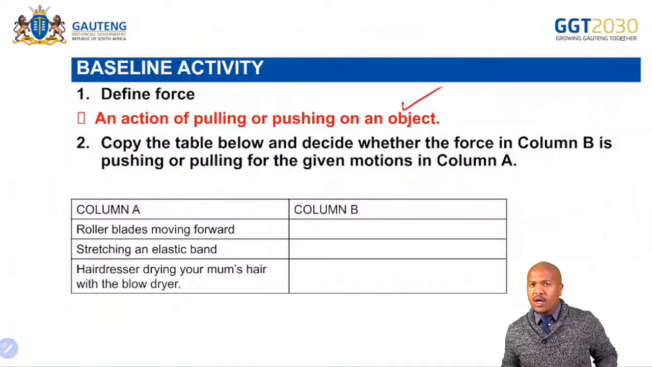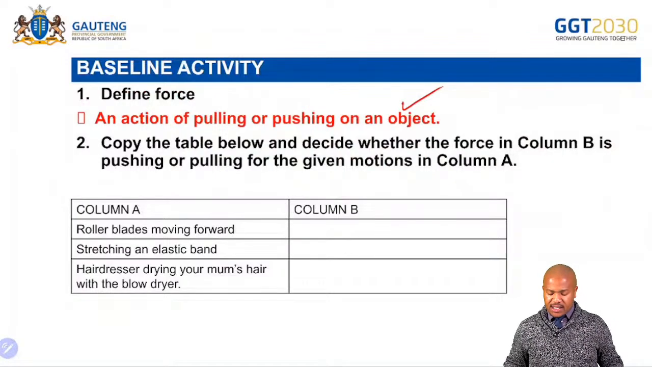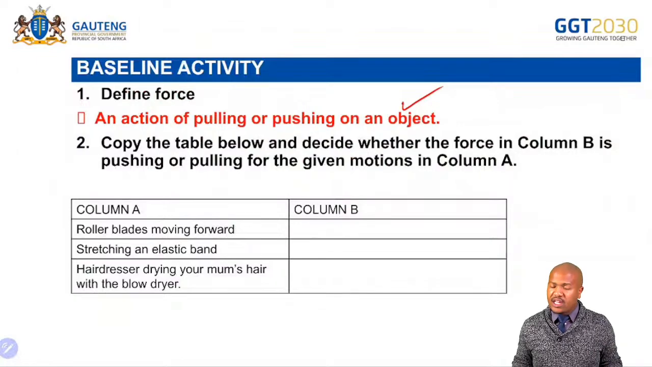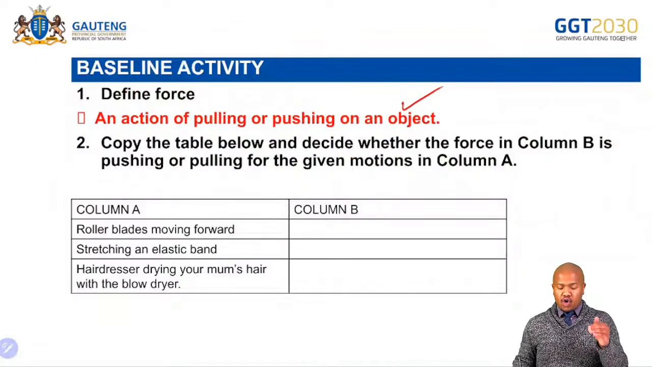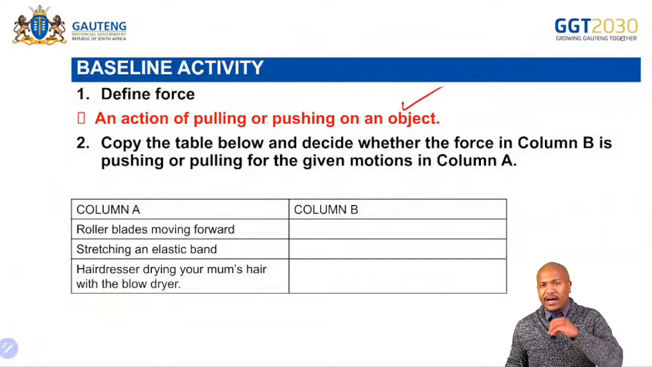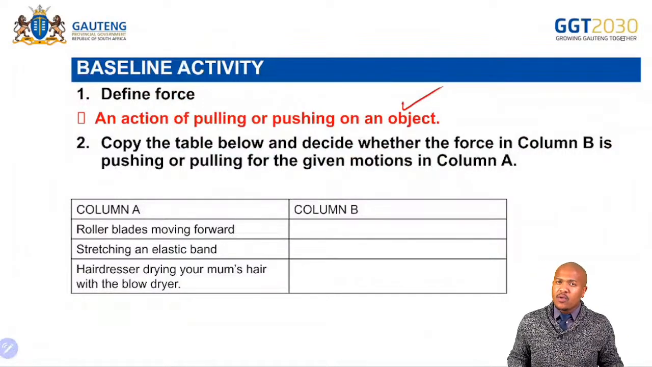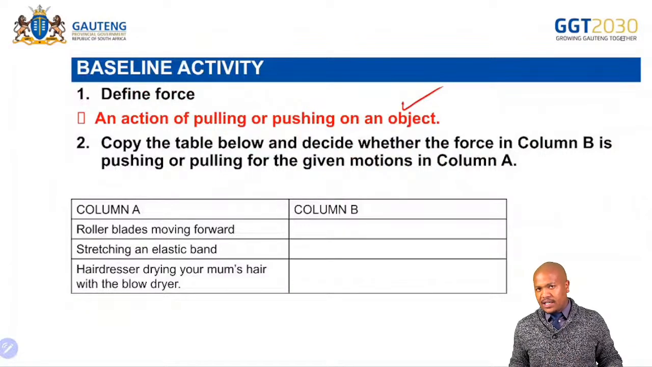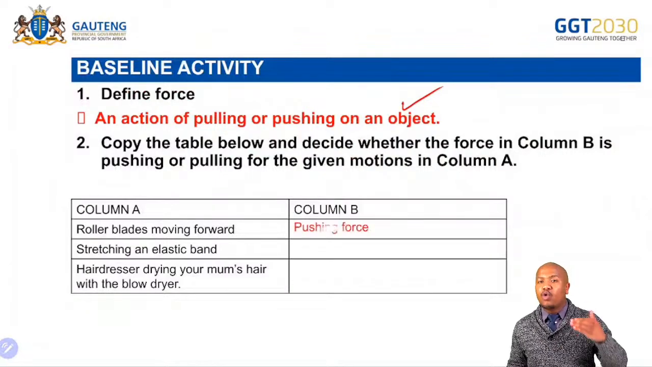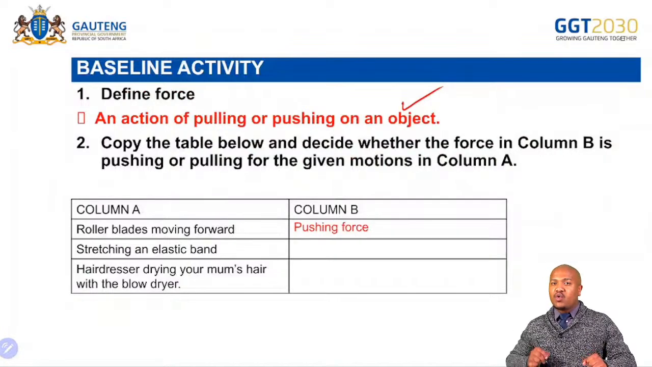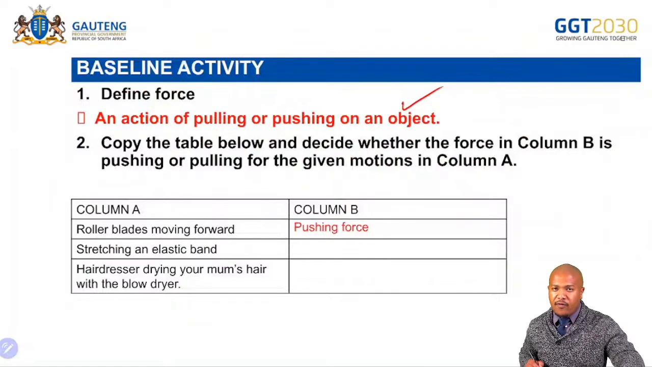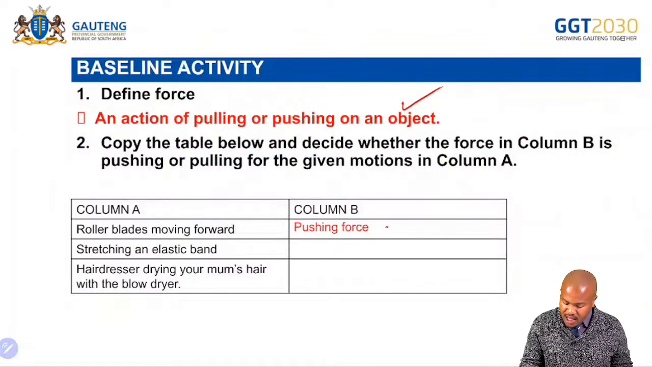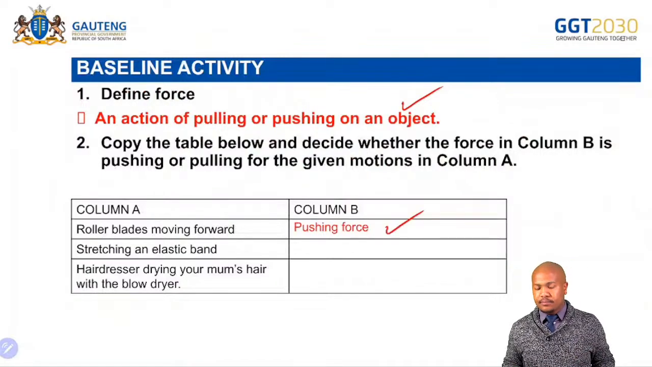Then number 2, copy the table below and decide whether the force in column B is pushing or pulling for the given motions in column A. Column A, roller blades moving forward. Is that a pushing or a pulling force? That is a pushing force, because as you are rolling the roller blades, you are pushing your feet forward. So it is a pushing force.